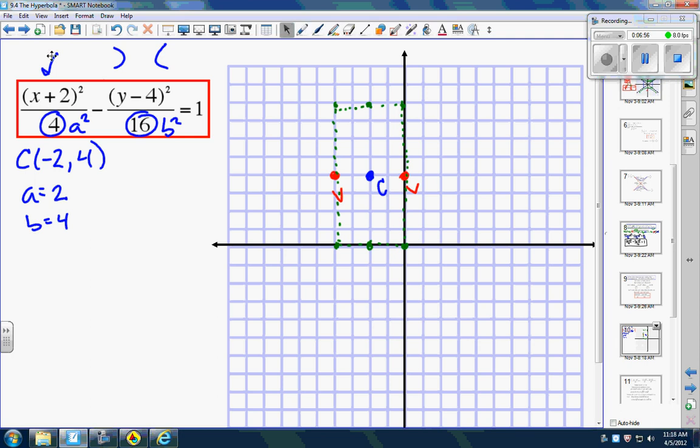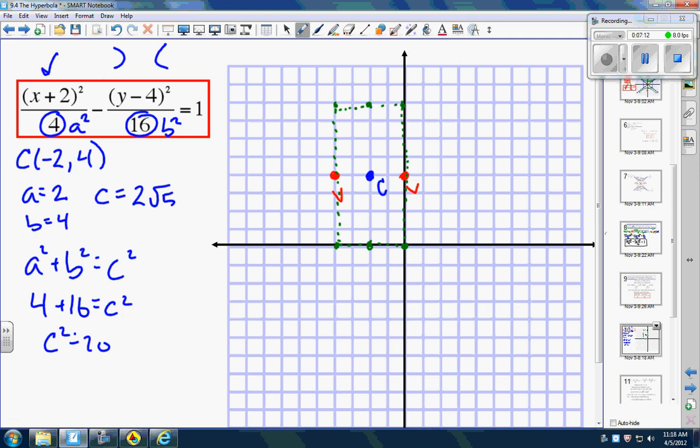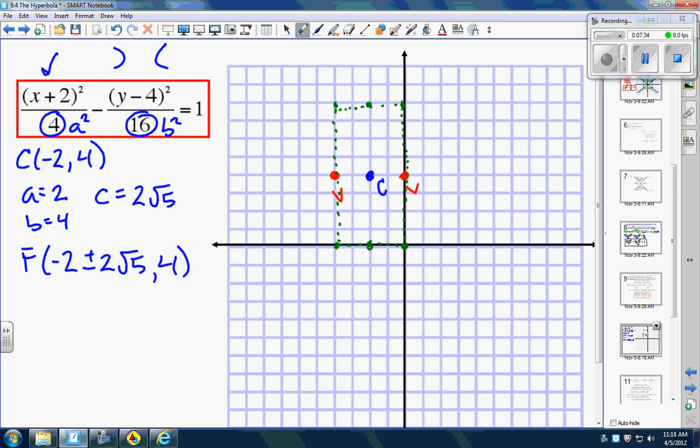Now let's get some foci for it. So we know hyperbolas follow a true a squared plus b squared equals c squared. So c squared equals 20. So I'm going to say c equals 2 square roots of 5. So to get my foci now, they need to go on the x-axis. So I'm going to take the x-coordinate of the center, and I'm going to add or subtract 2 square roots of 5 from it, and they're still going to be up 4.